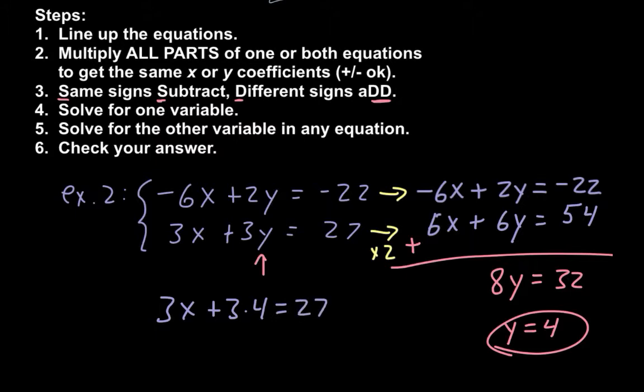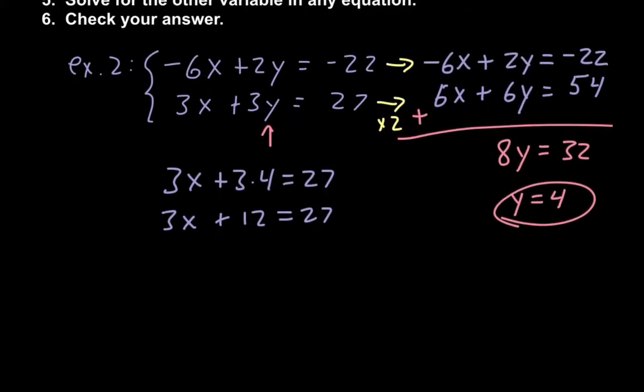Now this will help me find the x value. So I have 3x plus 12 equals 27. So I'm going to subtract 12 from both sides, and I get 3x equals 15. Divide both sides by 3, and x is 5. So the point where those two lines cross is going to be 5, 4.